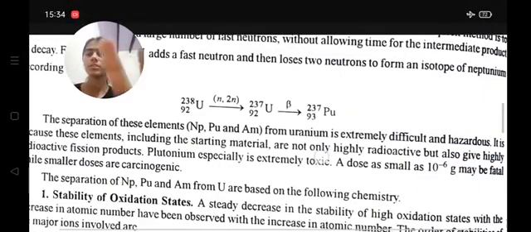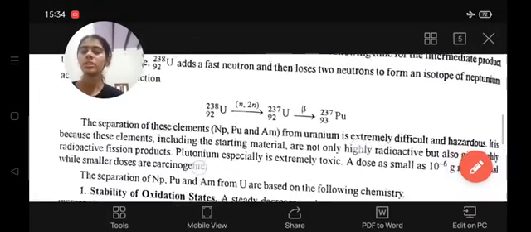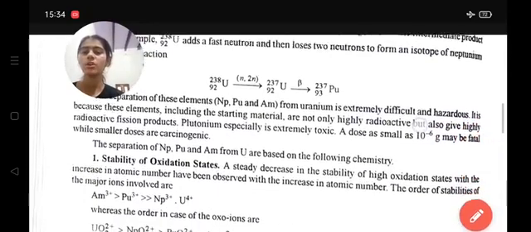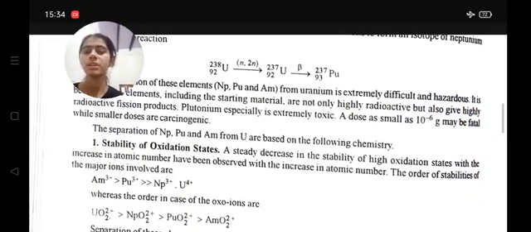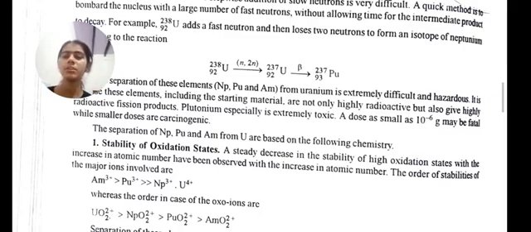It is because the elements, including the starting material, are not only highly radioactive but also give highly radioactive fission products. Plutonium, especially, is extremely toxic. A dose as small as 10 to the power minus 6 gram may be fatal, while smaller doses are carcinogenic. The separation of neptunium, plutonium, and americium from uranium is based on the following chemistry.